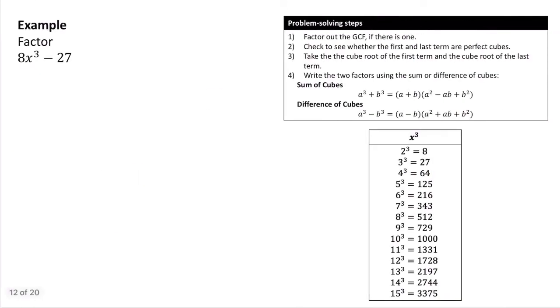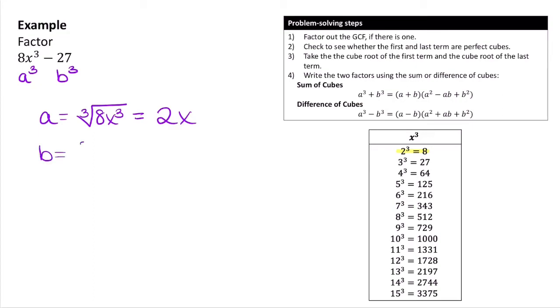So now let's try factoring this expression. So we have 8x cubed minus 27. So we have a cubed minus b cubed. So a is going to equal the cube root of 8x cubed. So the cube root of 8, we can get that from this chart here. The cube root of 8 is 2. So we have 2 and then x to the third, and then we take 1/3 of that. So that's just going to be x.